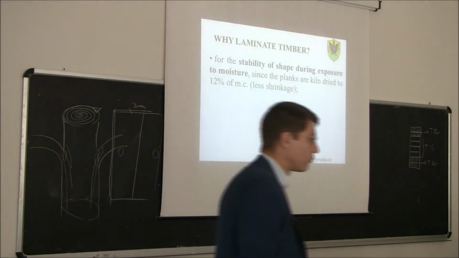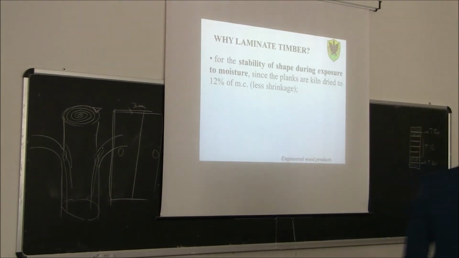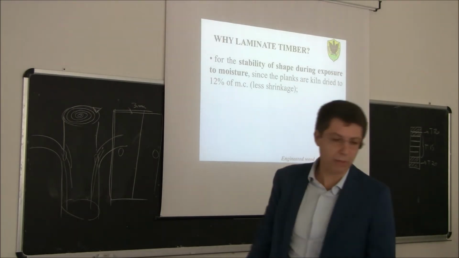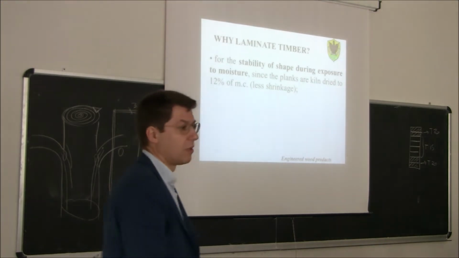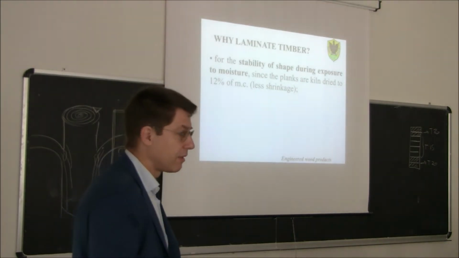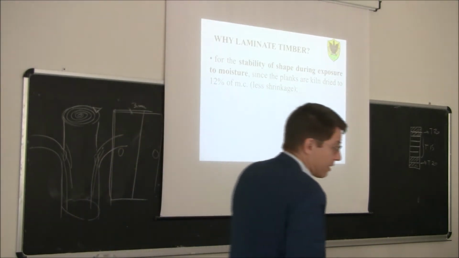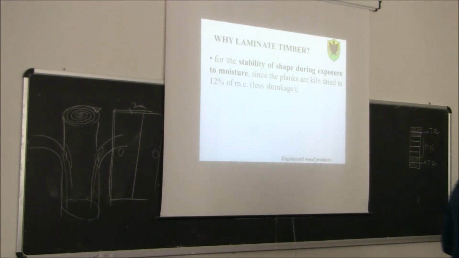Another good reason to produce glue laminated timber is the stability of shape during exposure to moisture. Why is that? Because, as I said before, in order to be able to glue the lamination together, the planks need to be kiln dried to 12-14% moisture content. So since I need to kiln dry all the planks, the product that I have is already basically dry and is less sensitive to moisture content variations.